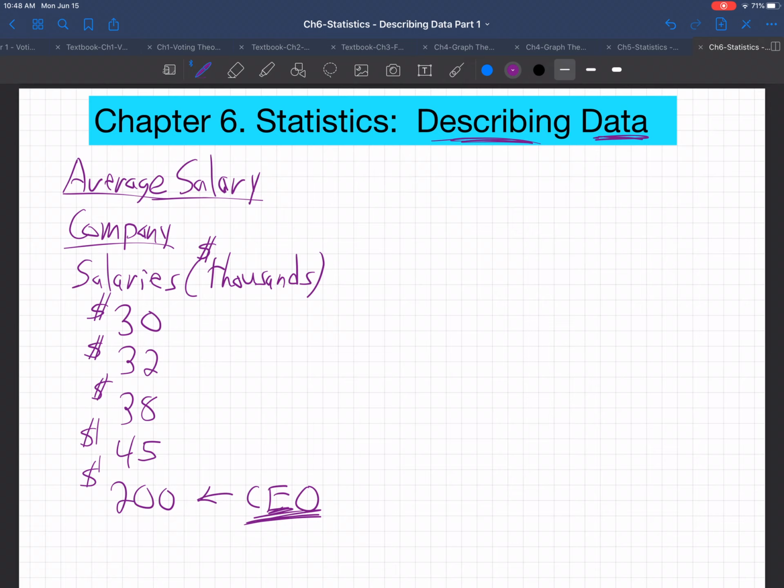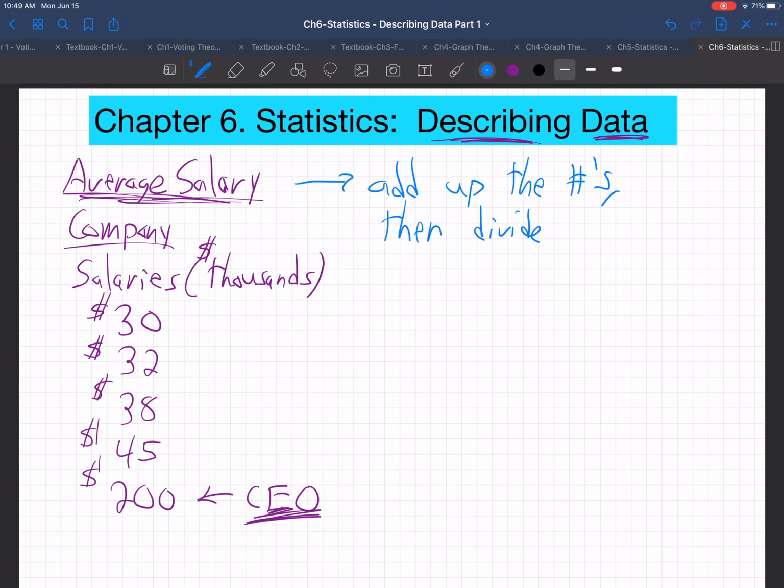And so you're wondering, hey, what's the average salary at this company? Money isn't everything, of course. Money's not going to be the main thing that makes you happy in life, but it's good to have enough of it. And so you're thinking, I want to just know my average salary. What can I expect at this company? Well, do you remember how to figure out an average? You have to add up the numbers, then divide by how many numbers.